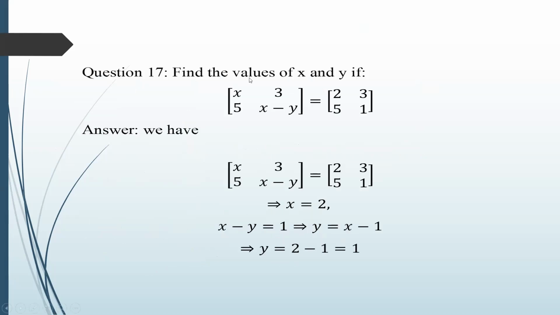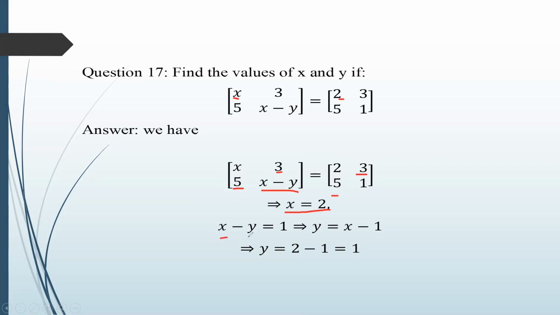Now we go for the last question. Find the value of x and y if this matrix is x, 3, 5, x minus y and the second is 2, 3, 5, 1. We know that two matrices are equal if both are of the same order and the corresponding elements are the same. So here we see that both are of the same order. It means the first element will be equal to this one. So x is equal to 2. Second is equal to this, and third is equal to this, and this is equal to 1.